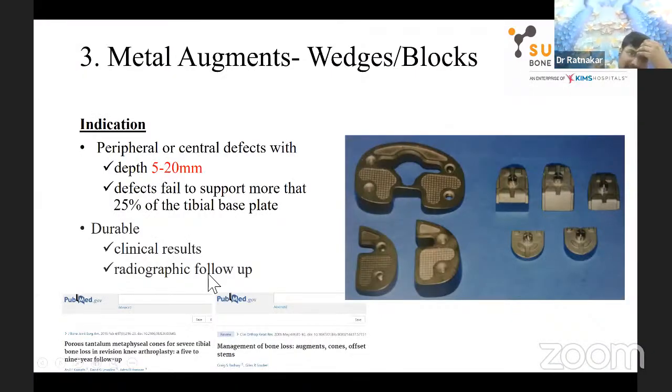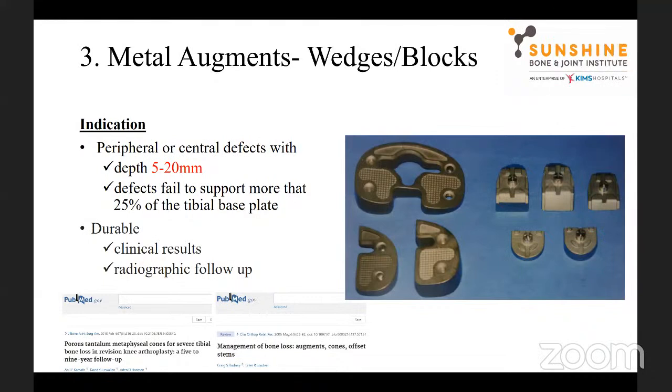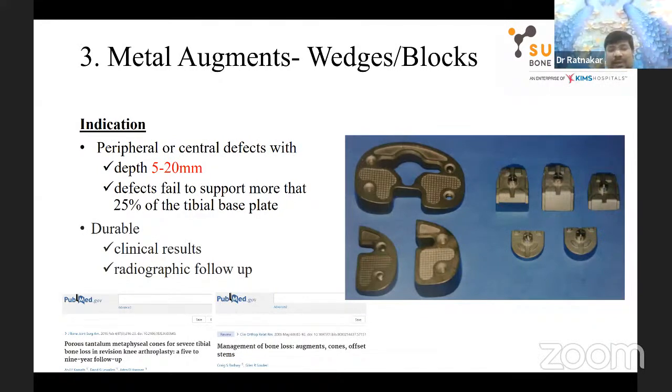I spoke about cement with screws, bone graft, segmental bone grafting, and now about the metal augments. These are advised if you have defects of around 5 to 20 millimeters. They help you support the defect if there is more than 25% tibial base plate defect.